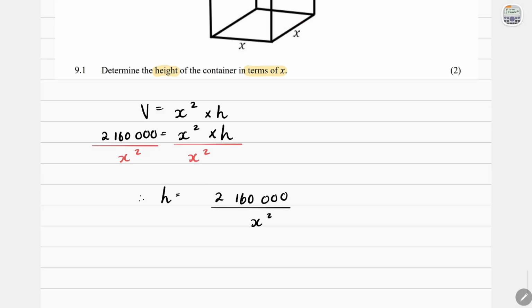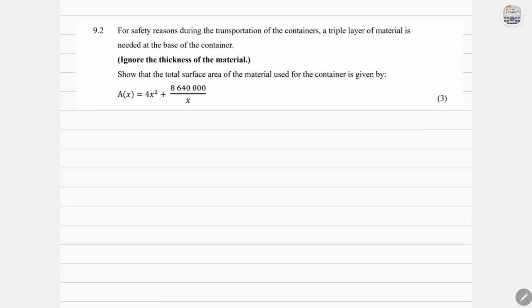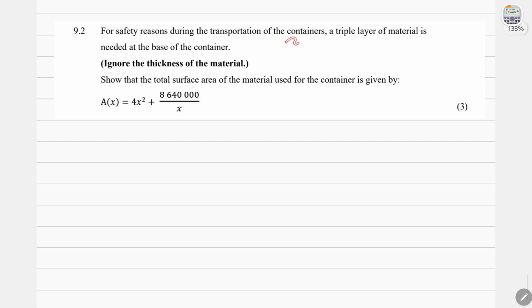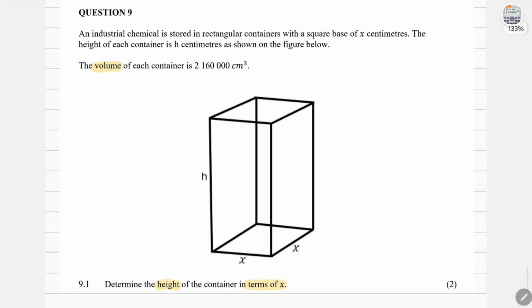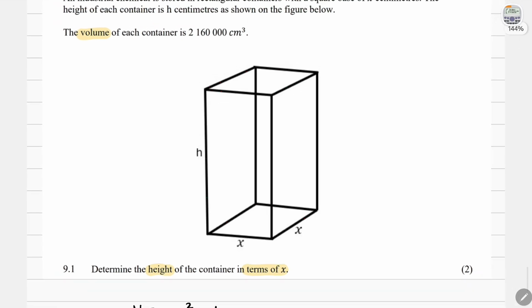Moving on to the next question. Question 9.2 says, for safety reasons, during the transportation of the containers, a triple layer of material is needed at the base of the container. Okay, so we just need to see what this will look like. They say ignore the thickness of the material, gladly, because that would complicate things. And they want us to show that the total surface area of the material used for the container is given by this. Okay, so let's just take this image quick and then see what this will look like.